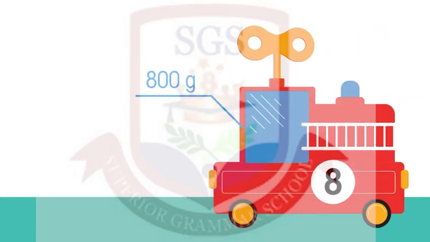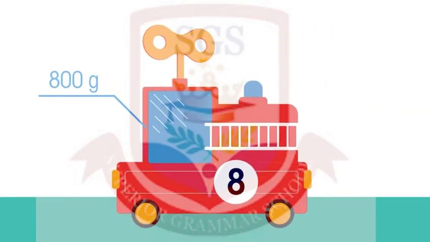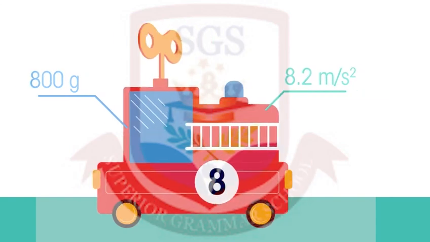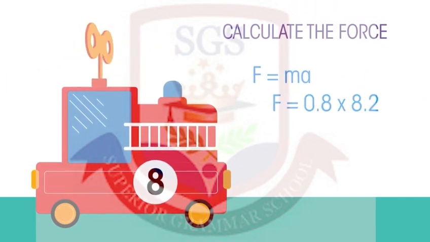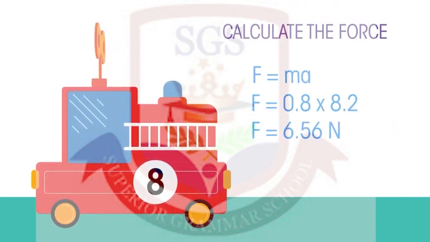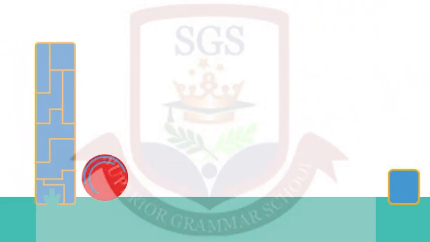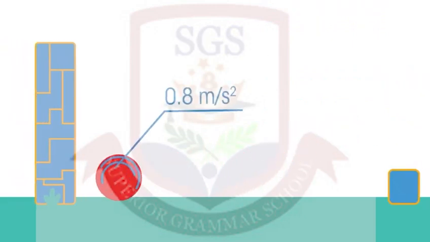Calculate the force required to make an 800-gram toy car accelerate at 8.2 meters per second squared. Take care with the units. And calculate the mass of an object accelerating at 0.8 meters per second squared when a resultant force of 200 newtons acts upon it.